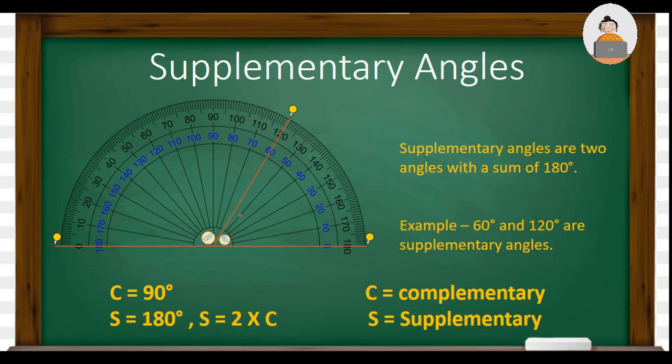So the conclusion will be: the complementary angle is the two angles summing up to give you 90 degree, and the supplementary angle will be twice the complementary angle. So twice the complementary angle will be 180 degree.